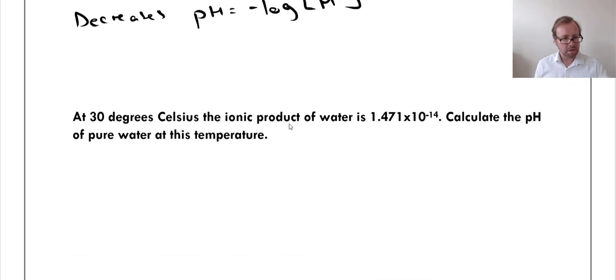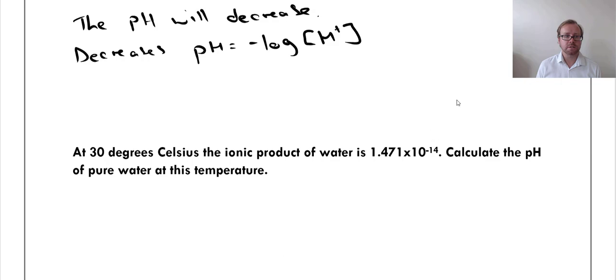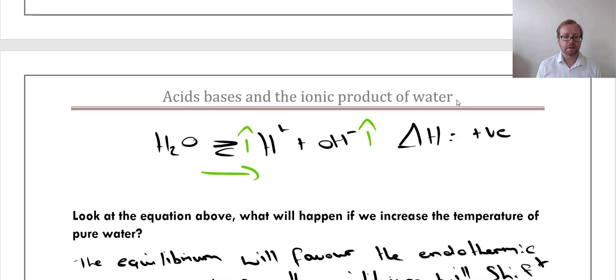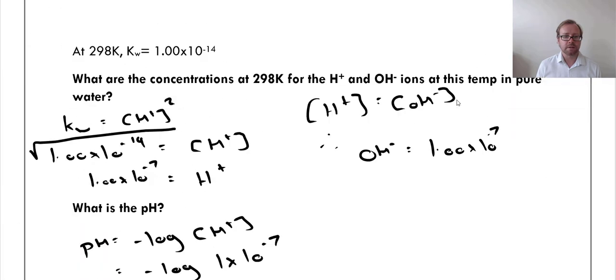Okay, so let's read through this question and I'd like you to have a go at it. So at 30 degrees Celsius, the ionic product of water is 1.471 times 10 to the minus 14. Calculate the pH of pure water at this temperature. Right, have a quick go at this. Couple of hints. Remember this up here.